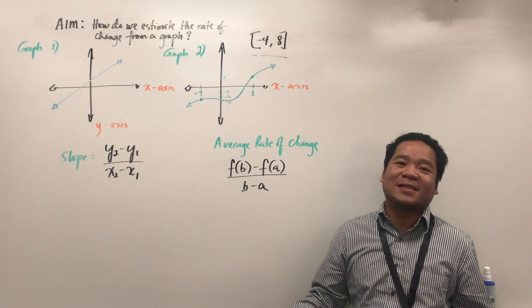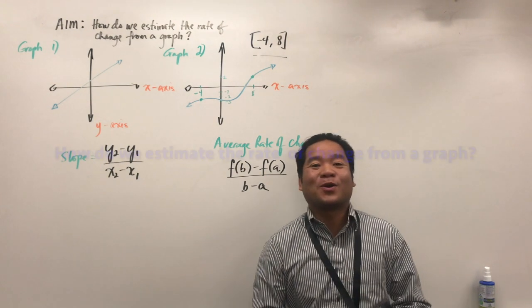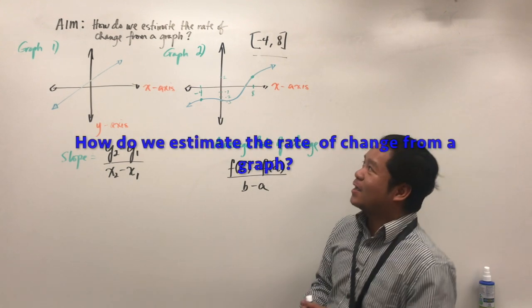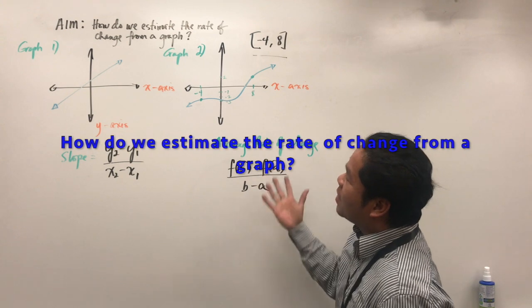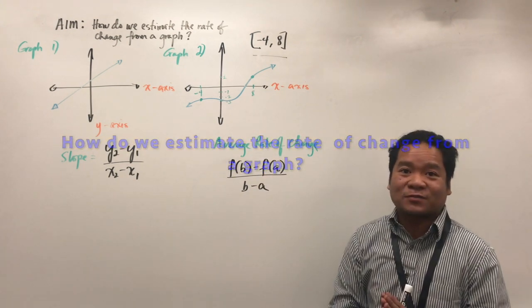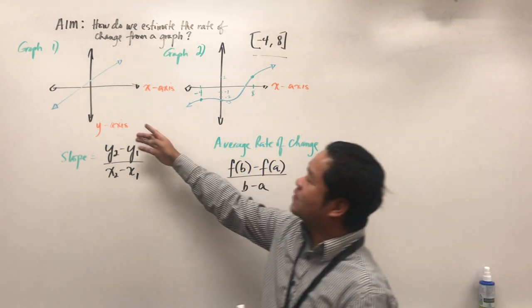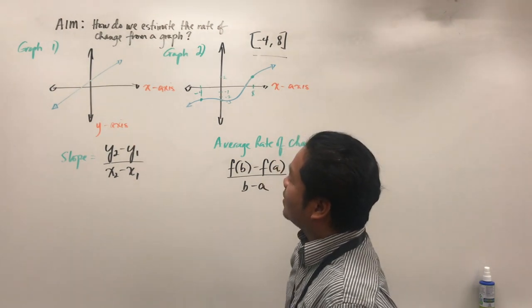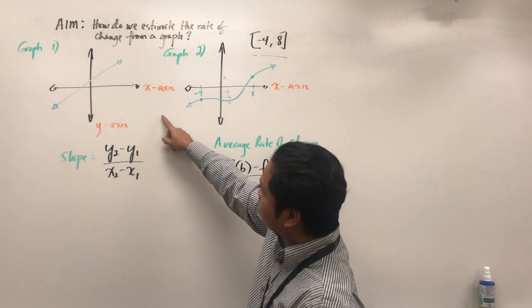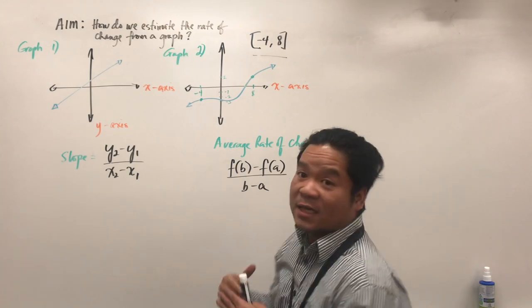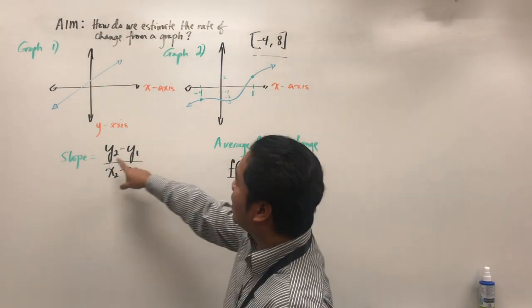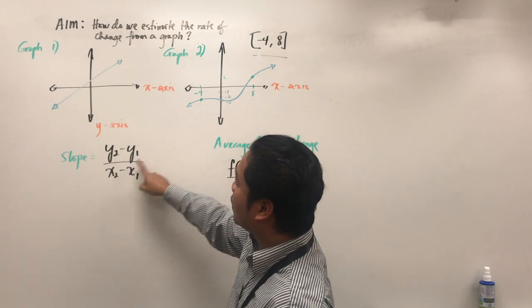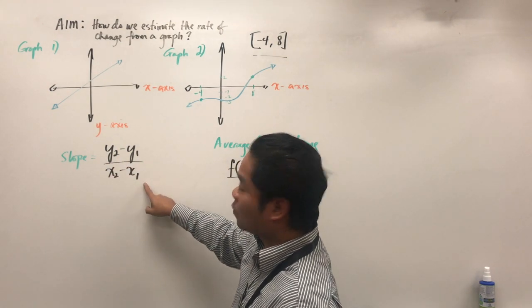This is Mr. Alitagtag, and today we're going to answer the question, how do we estimate the rate of change from a graph? I have two graphs here for you. The first graph is a straight line, so that means it's a linear function. Therefore, we can identify the slope. The slope can be solved by using this formula, y2 minus y1 over x2 minus x1.